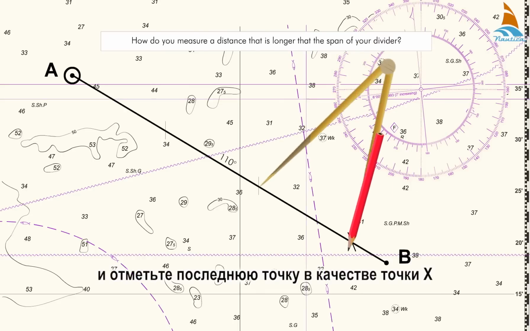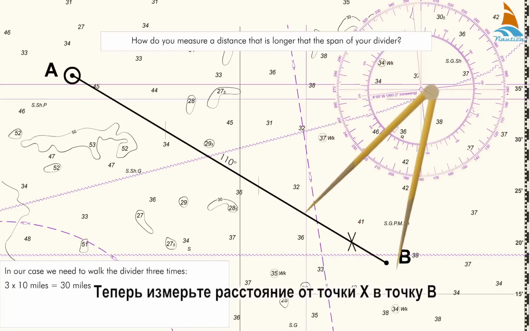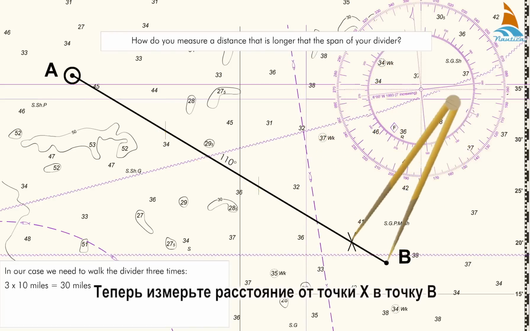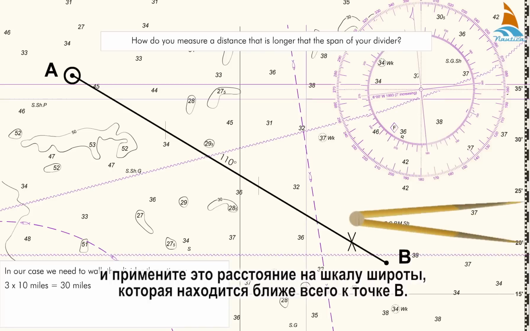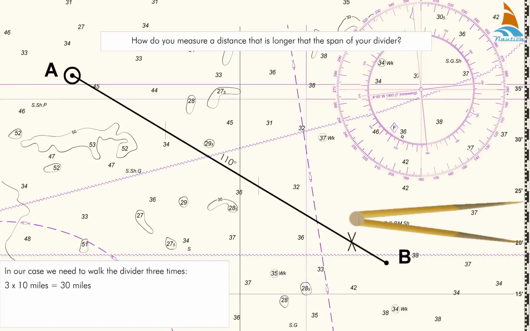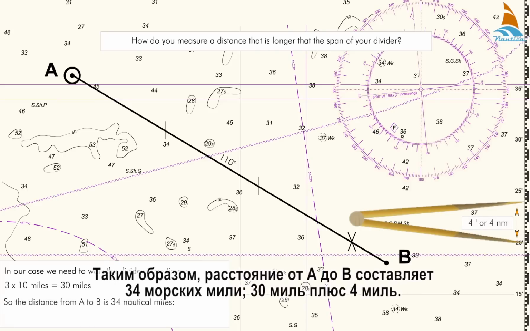and mark the last point as point X. In our case, we need to walk the dividers 3 times. That makes 3 times 10 miles, equaling 30 miles. Now measure the distance from point X to point B and apply this span on the latitude scale which is closest to point B. On the scale, you find that in this case, the distance is 4 minutes or 4 nautical miles. So the distance from A to B is 34 nautical miles, 30 miles plus 4 miles.